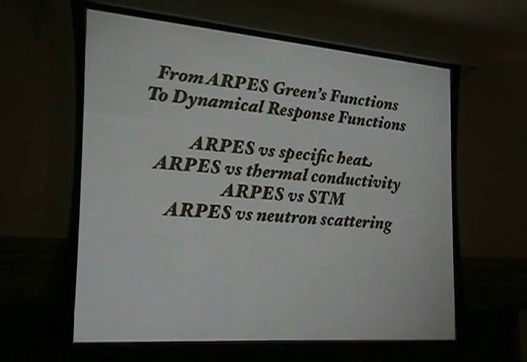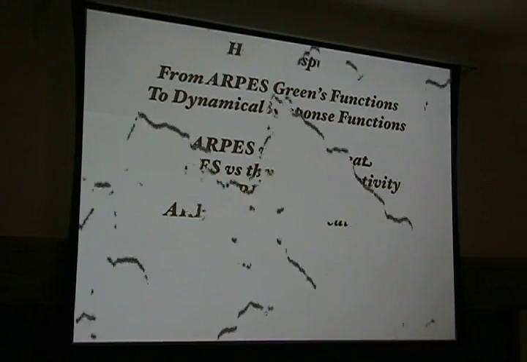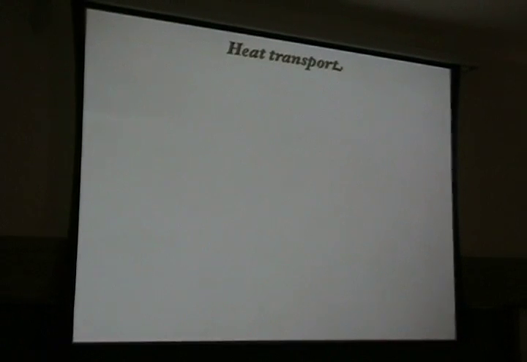So now let me compare our measurements to other techniques. We start because we're measuring the imaginary part of the Green's function. Our data, A of k and omega, is the imaginary part of the Green's function. And if you know that, you should be able to compare to other techniques. I will try to show you how we do this. Okay. So first, let's look at heat transport. What is that? Sorry.